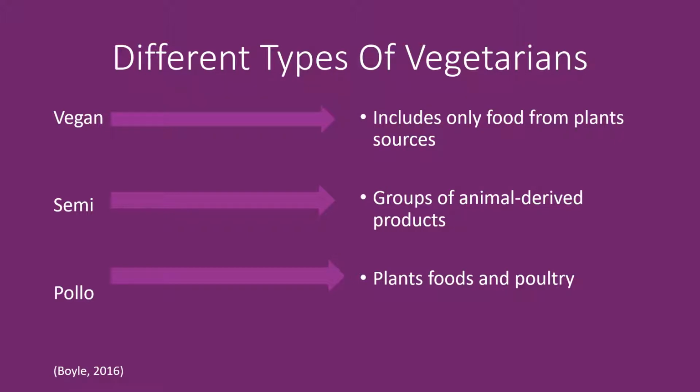Vegetarians are people who do not eat meat. Pollo vegetarians are people who eat plants, foods, and poultry. Semi-vegetarians are people who eat groups of animals, but not all animals. Vegans only eat food from plant sources.